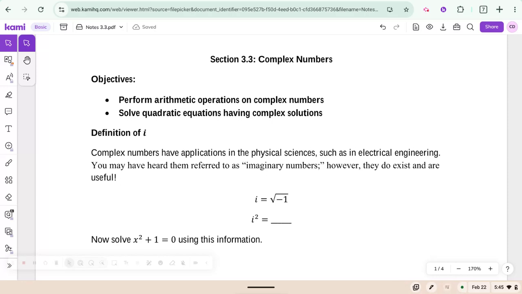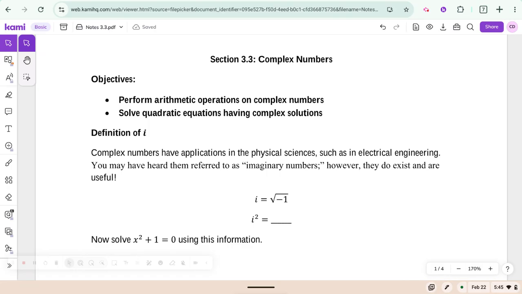Hi everyone, let's go over section 3.3, complex numbers. Our objectives are to be able to perform arithmetic operations on complex numbers and solve quadratic equations having complex solutions. We begin with the definition of a number that we call i.